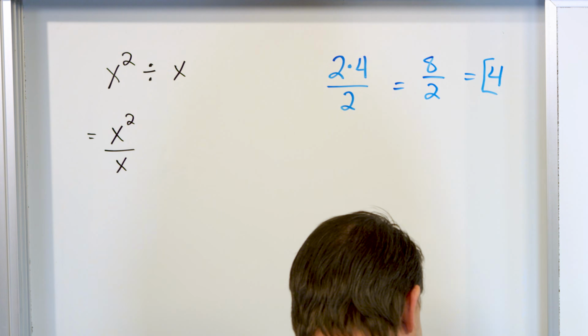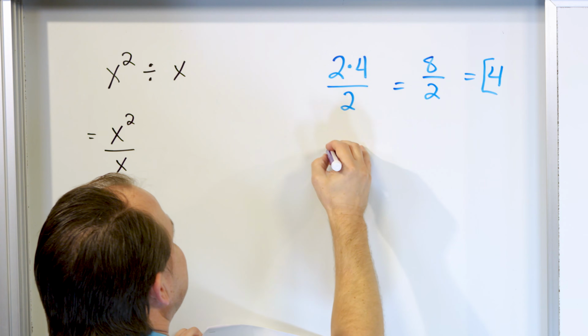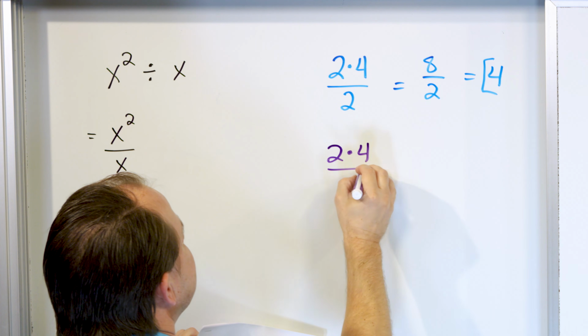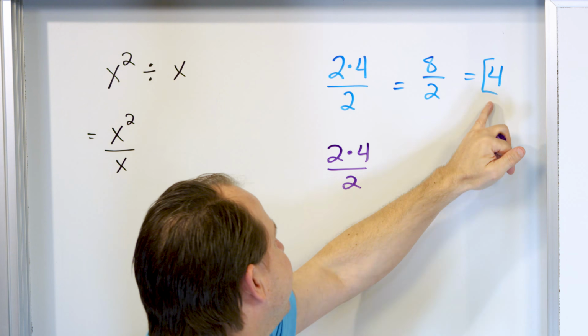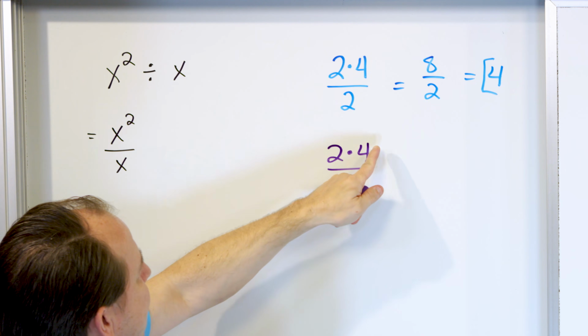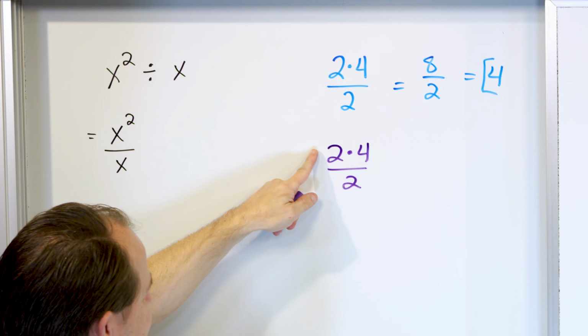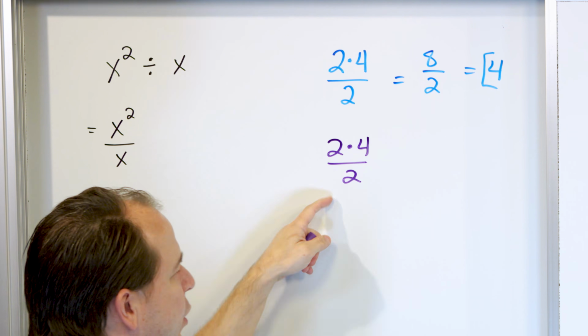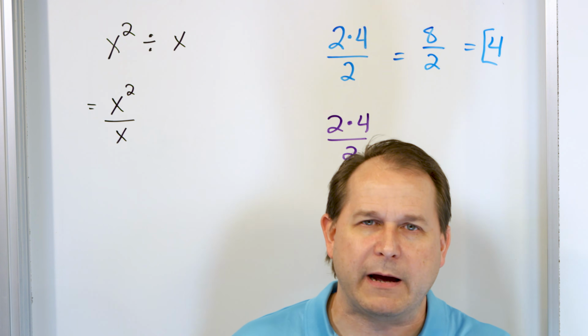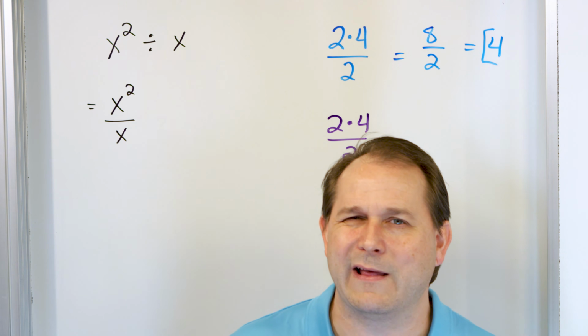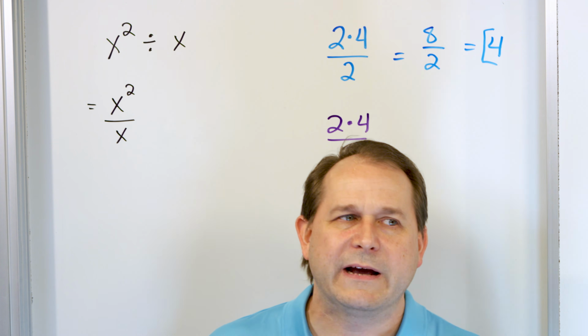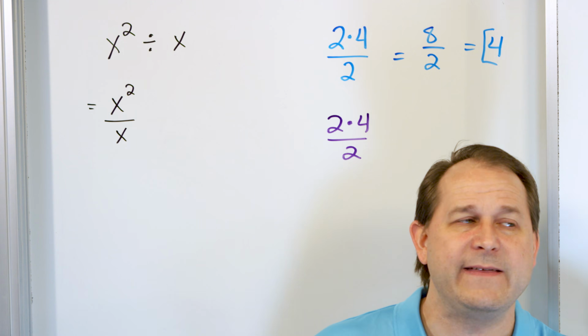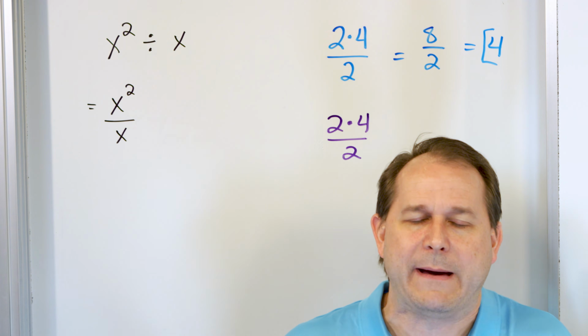All right, now let's do it another way. Let's write it again, 2 times 4, and then divide by 2. We know that the answer is 4, but what's going on here? You see, you have this 4, and then you multiply by 2, but then you immediately divide by 2. The 2's seem to cancel out or kind of undo each other because it's like adding 5 to something and then immediately subtracting 5. You're going to get back what you started with.